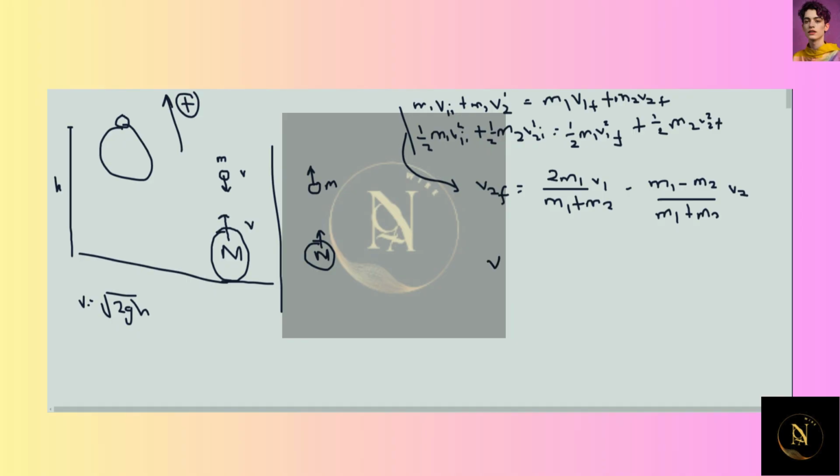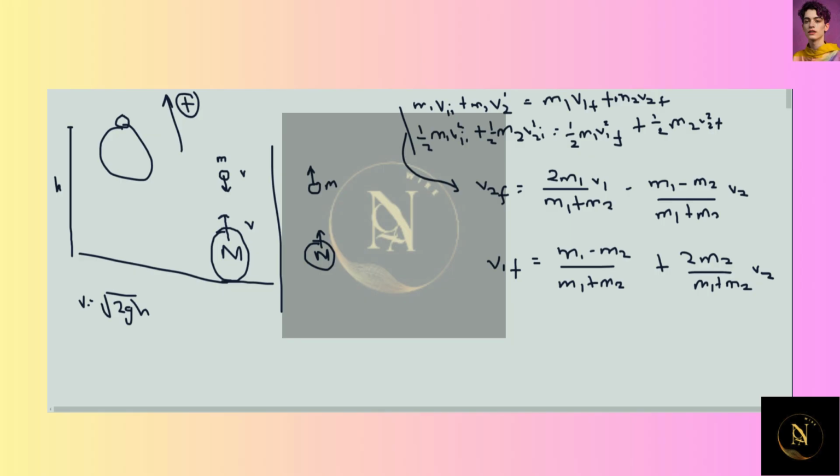And then for v1f, I have a similar expression: m1 minus m2 over m1 plus m2, plus 2m2 over m1 plus m2, also multiplied by v2. These equations come directly if you simplify the two equations together, and you come up with the expressions for these.